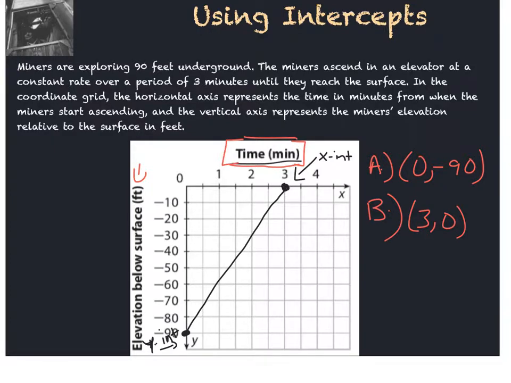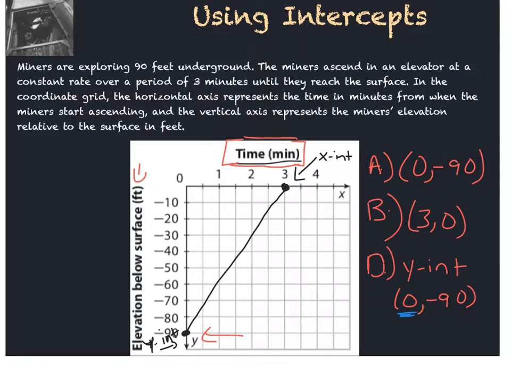Now part D, at which point did the graph cross the y-axis, which would be our y-intercept? That would be the beginning of their ascent, which is when they were at 90 feet below surface, which would be 0, negative 90. And I want you to notice something here. With your y-intercept, x is always going to be 0, okay? That's because we have to cross the y-axis, so we can't move to the right or to the left. We must move 0 spaces on our x-axis, so x is always going to be 0. And we're going to talk more about that in a bit.